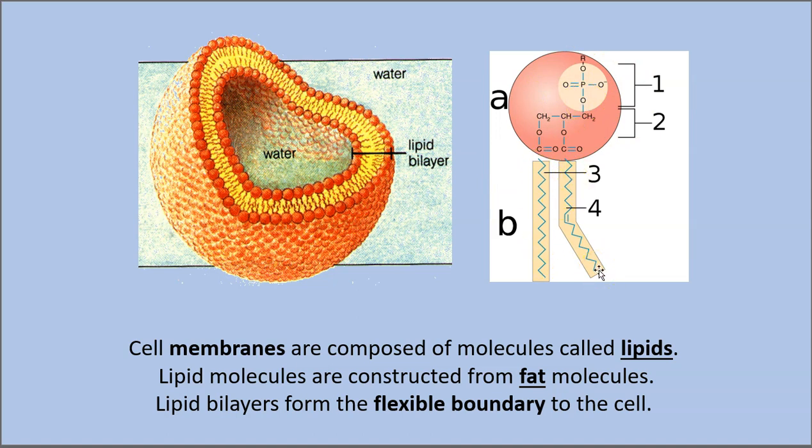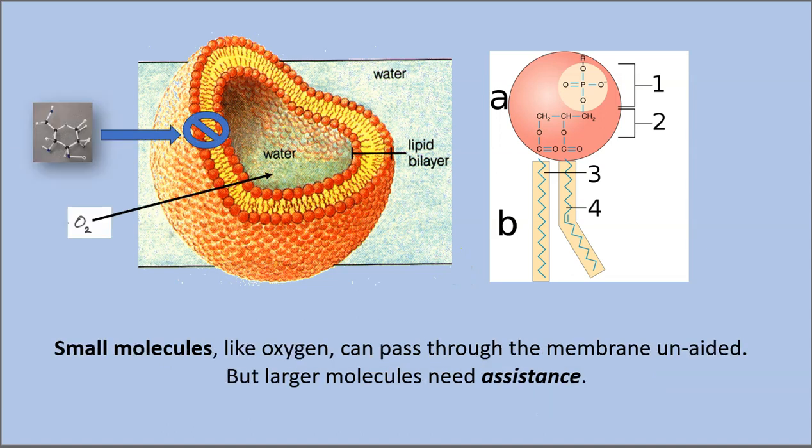Now, lipid molecules are constructed from fat. In fact, the tails of these lipid molecules are fat molecules. So when we eat fat in our diet, we're getting the molecules we need to build lipids. Lipids are the molecules that are found in the cell membrane. And when they arrange themselves into this 2-layer structure, it makes a flexible boundary, separating the cell from the external world and also keeping the contents of the cell inside.